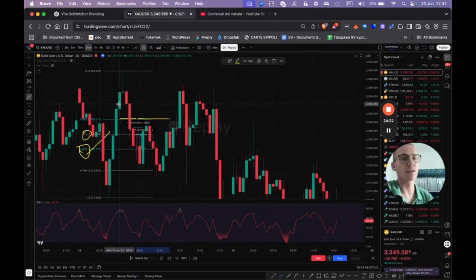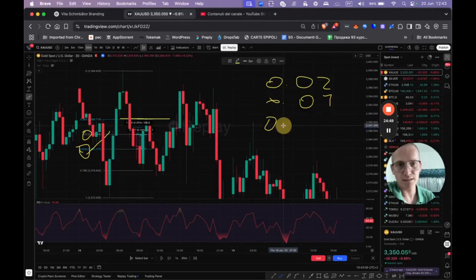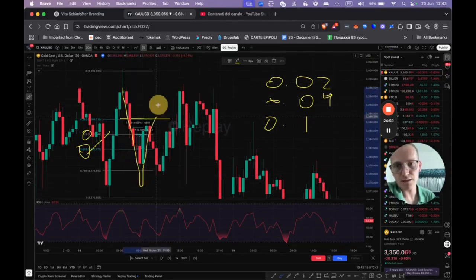So you can make it even more conservative if you distribute the lots. You can set the first one at 0.02, set the second one at 0.04 or 0.05, and at the 0.6 level set it at 0.1. This way, you won't even need to wait for this position to close. You just catch the impulse, make a profit exit, catch the impulse, make a profit exit.